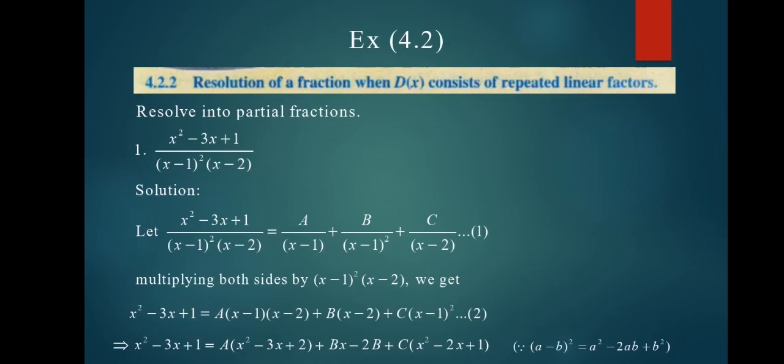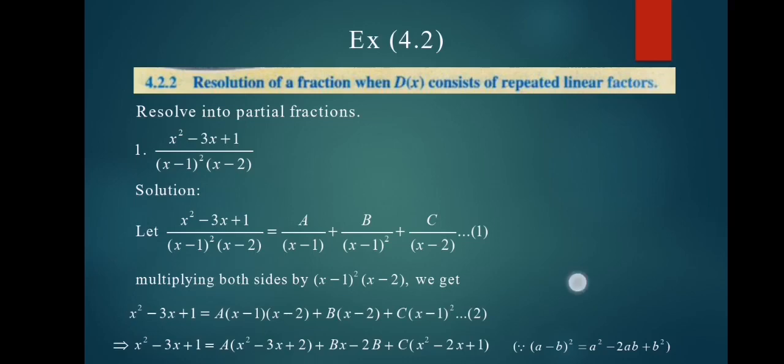So it will be a divided by x minus 1 to the power 1 plus b divided by x minus 1 to the power 2 plus c divided by x minus 2, since x minus 2 was just for once. It's equation number 1. Multiplying both sides by the LCM of the denominator, and the LCM of the denominator is x minus 1 whole square and x minus 2, we will get x square minus 3x plus 1 is equal to a into x minus 1, x minus 2 plus b into x minus 2 plus c into x minus 1 whole square. It's our equation number 2.